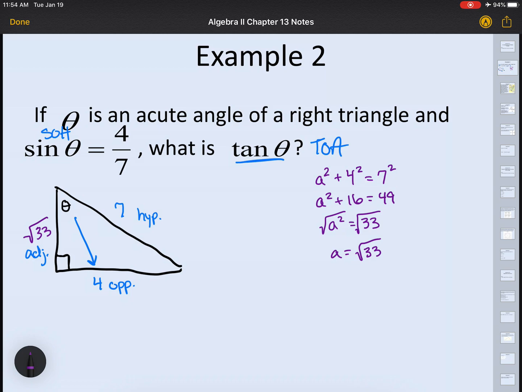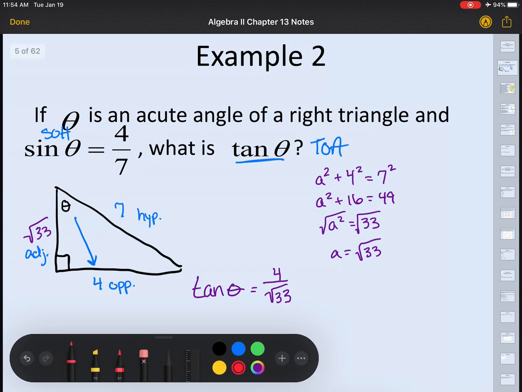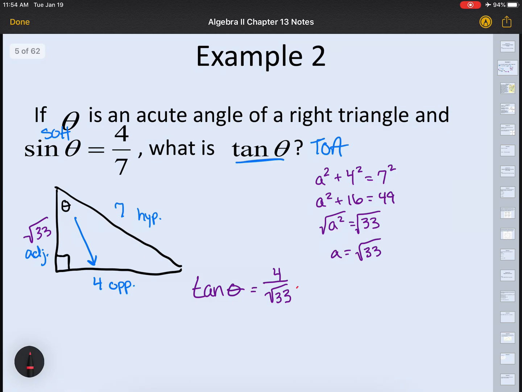Okay, but if they want the tangent of theta, I'm going to have my opposite, which is 4, out of my adjacent, which is the root of 33. But this is where we cannot have any roots in the denominator. We learned that back in chapter 4. So we're going to have to rationalize it by multiplying by that same root in the numerator and denominator.